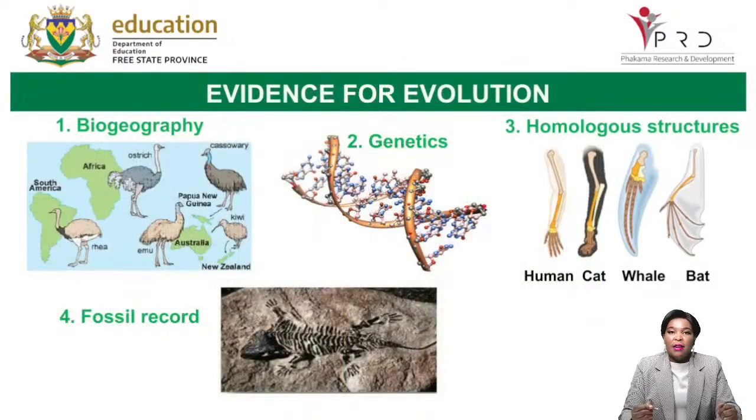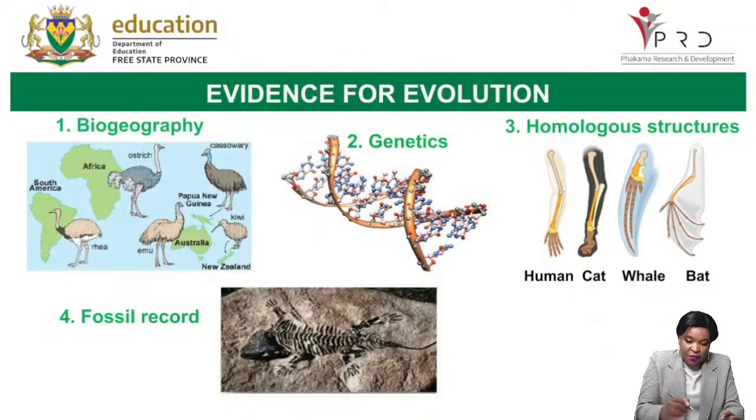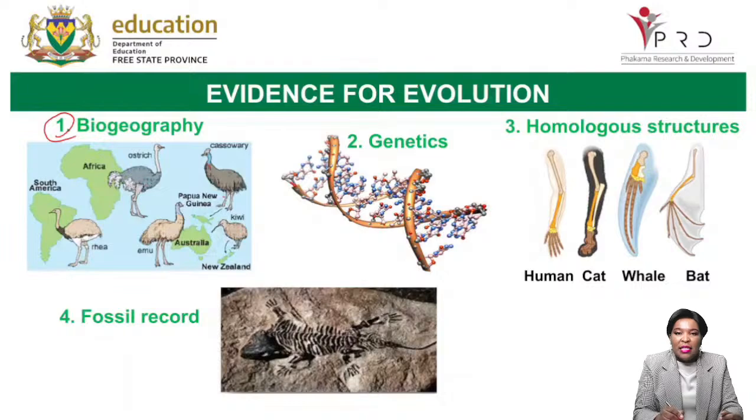The first question that might be posed to you on this topic is what evidence was used to support the theories of evolution? You will start with the first one. Look at number one, biogeography. Biogeography talks about the distribution of the different species across the geographical masses, or across different areas.